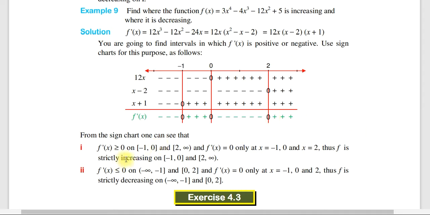Thus f is strictly increasing on the intervals minus 1, 0 and 2, infinity.